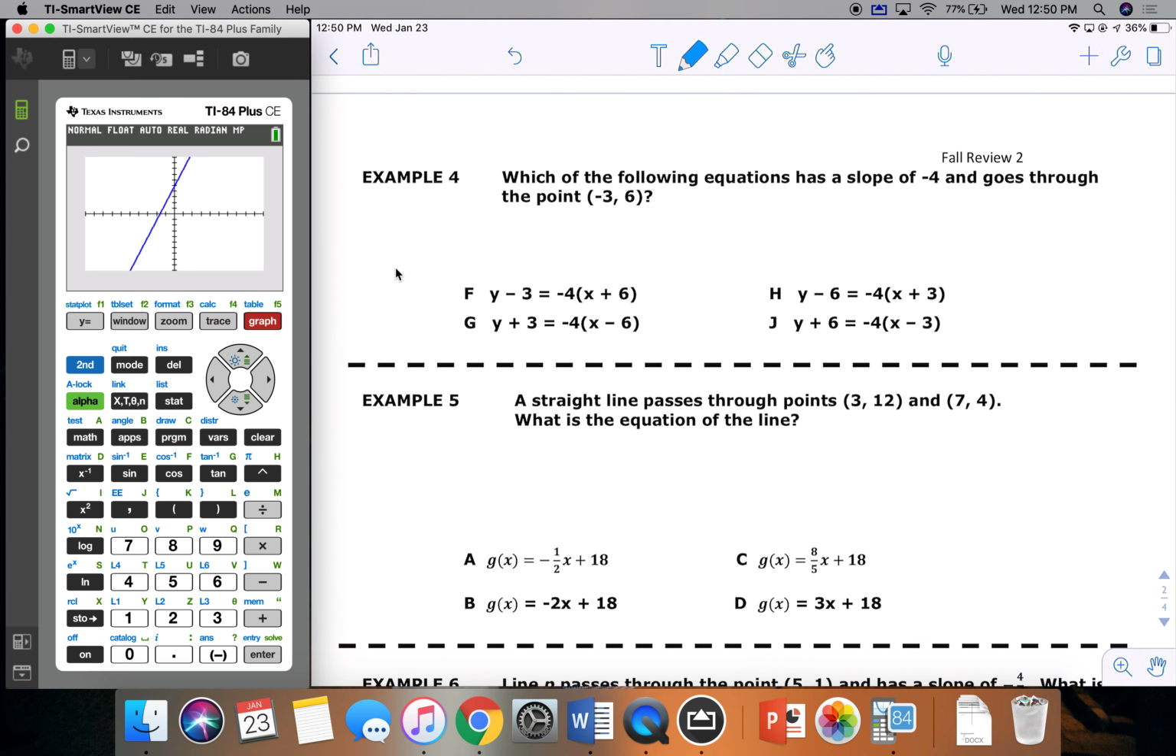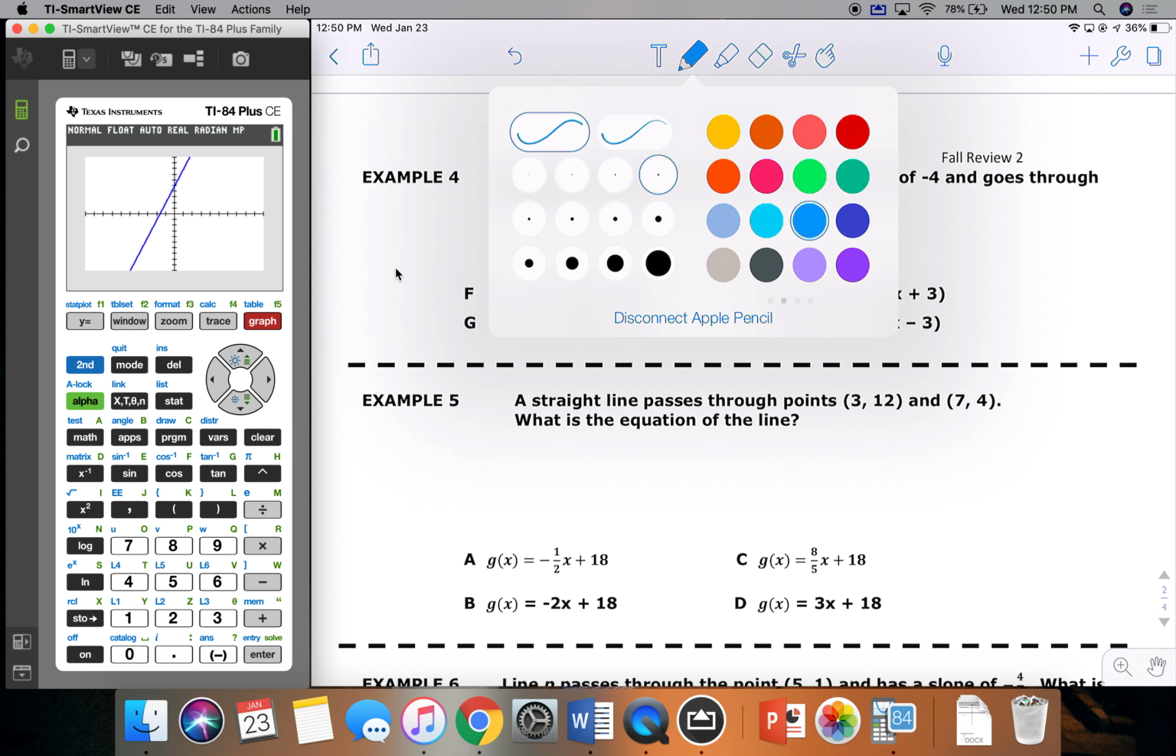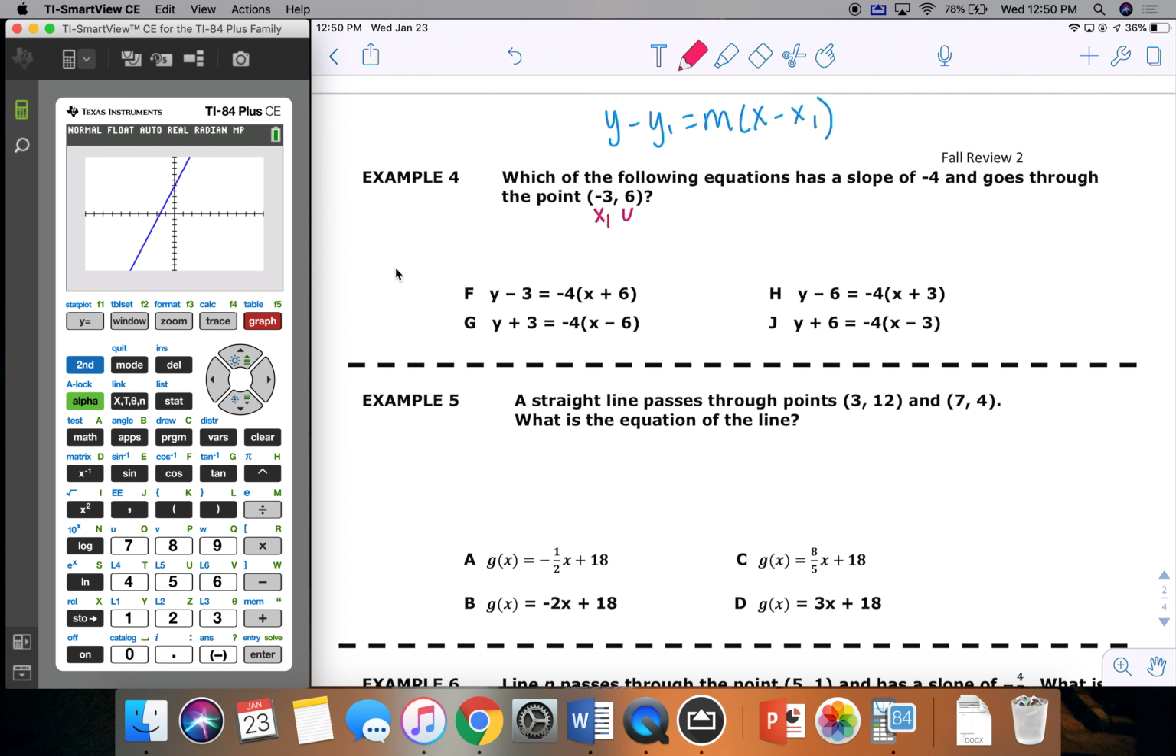Example 4, they want you to use the slope of -4 and the point -3, 6 to plug in. I notice all of these are in point slope, which is y minus y1 equals m times x minus x1. So I'm going to label my point x1, y1, and my m value is the slope. So when I plug in to point slope, remember I only plug in where I have little ones or m's.